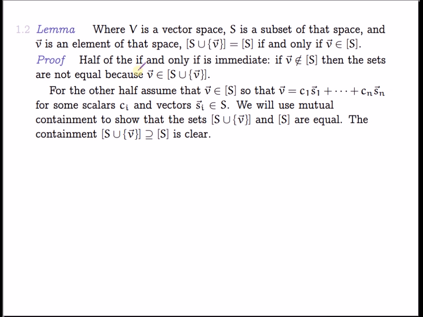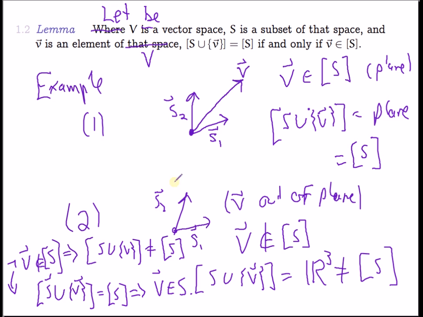All right, so half of the if and only if is immediate. If V is not in S, then the sets are not equal because V is in S union V. That was the second example here. If V is not in the span of S, then obviously the span of S union V cannot be equal to the span of S because V is in this set and V is not in this set. So we've proven in general the example here too.